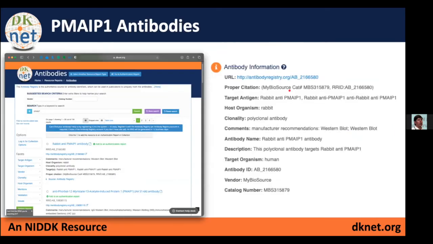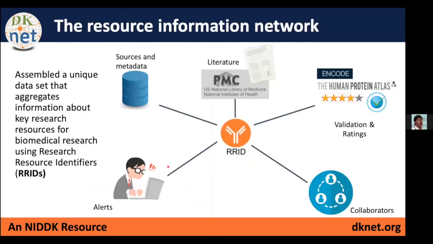If we're looking at the PMAIP1 antibodies, some that we found through SPP, you can do that search in, for example, the antibody resource reports and get a list of antibodies that are available. The antibody information itself will point you to the vendors, so you can then go to vendors looking for the antibodies.